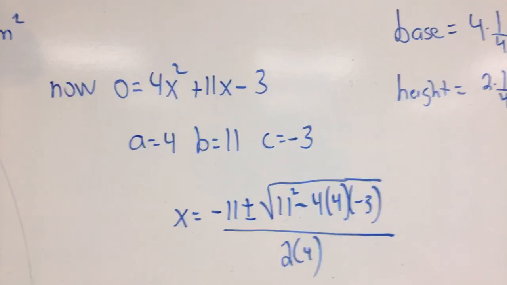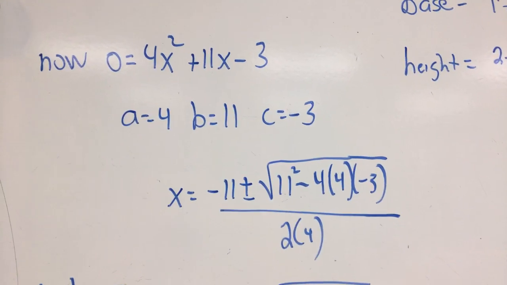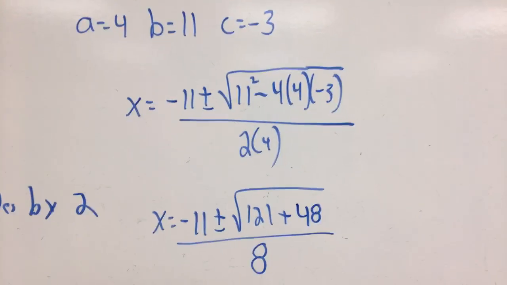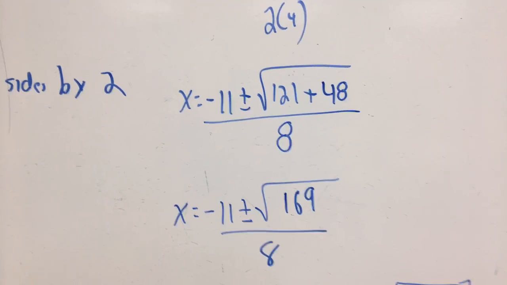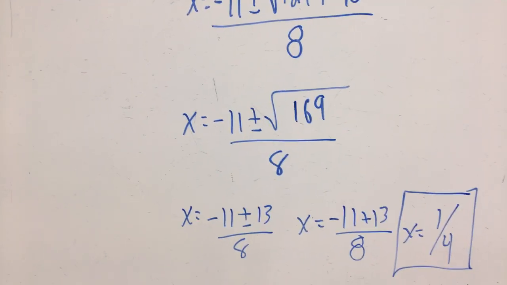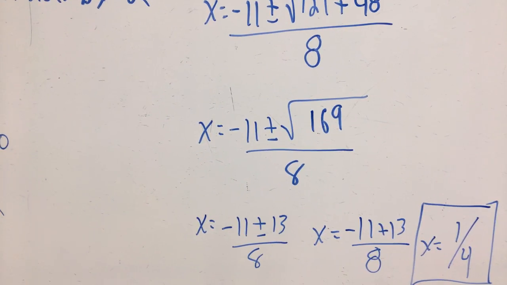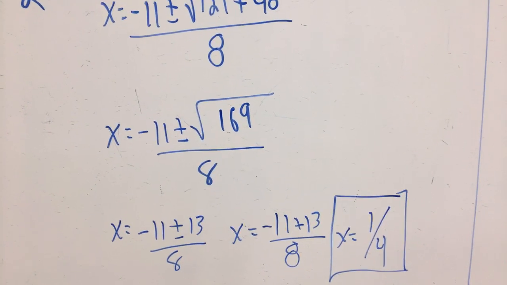A is equal to 4, B is equal to 11, and C is equal to negative 3. Plug it in, simplify, clean it up. The square root of 169 is 13. You should know that. Negative 11 plus 13, all divided by 8, and x is equal to 1/4.